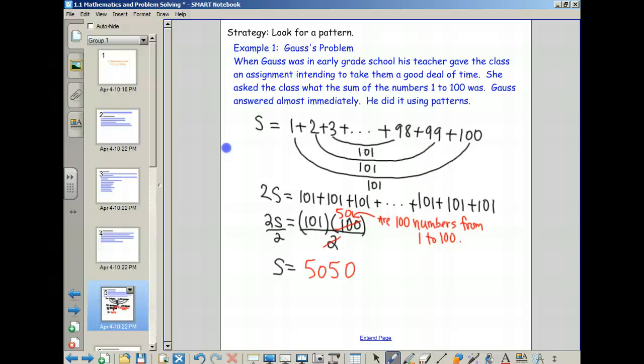Even with a calculator, I don't want to add 1 all the way up to 100 together. It still would take me a long time to do. So this is Gauss. Just a sec.